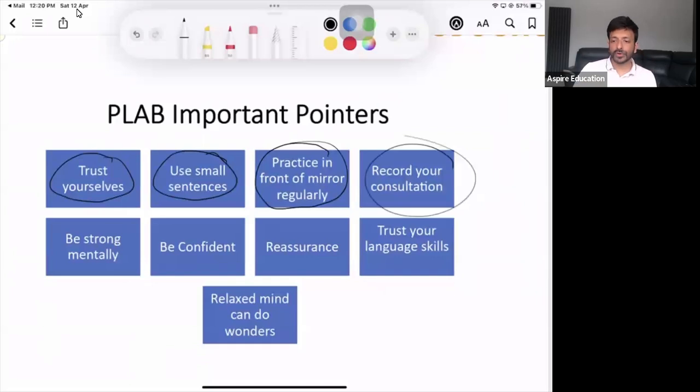And what you can do is you can record your consultation as well. Record your consultation and listen to it. So you will see what mistakes you're making. You gave this answer. Can I give this answer in a better way? So that's going to be quite helpful.